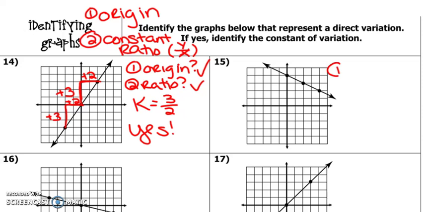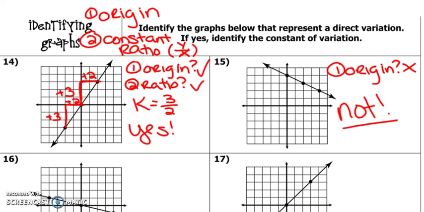If we look at number 15, first thing you have to ask yourself, does it go through the origin? No, so it is not a direct variation. You can stop right there.